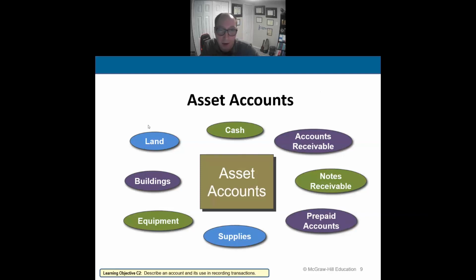Remember, asset accounts are anything that the business owns: cash, land, property, plant, equipment, accounts receivable, notes receivable, prepaid accounts, supplies. Now, here's one that you're probably wondering, well, Dr. B, prepaid account, what is that? Can anyone tell me what is a prepaid account? What does that mean, prepaid?